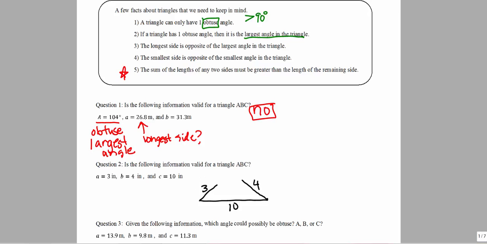When we look at this, we notice that when we add together these two sides, the sum of those two sides would be 7. And the remaining side would be 10. Well, what we said was for a triangle to be valid, when I add together any two sides, it has to be greater than the third remaining side. And it's not. So this would not be valid for a triangle. You can see that the sides 3 and 4 would be too short to actually form a triangle if it has a side that is 10 inches long.